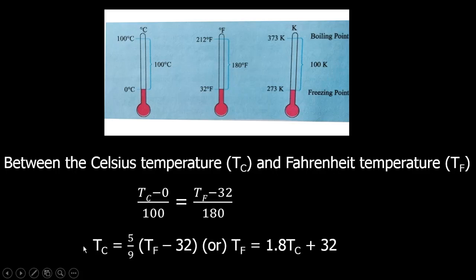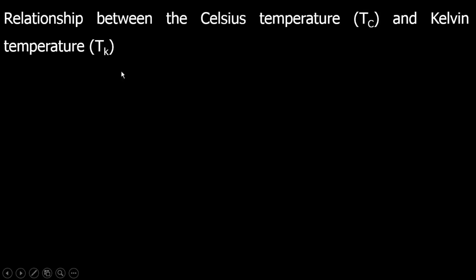Then you have 1.8 TC plus 32 equals TF. Given TC, TF can be found. Given TF, TC can be found. So Celsius temperature and Fahrenheit temperature are related together.